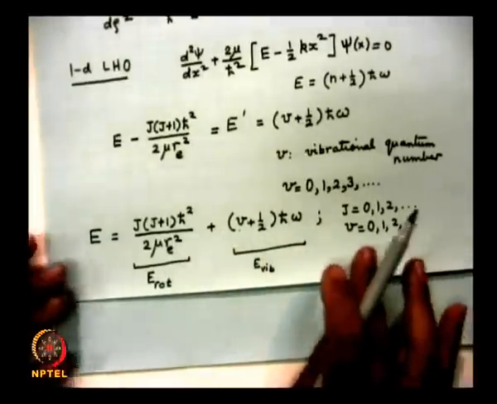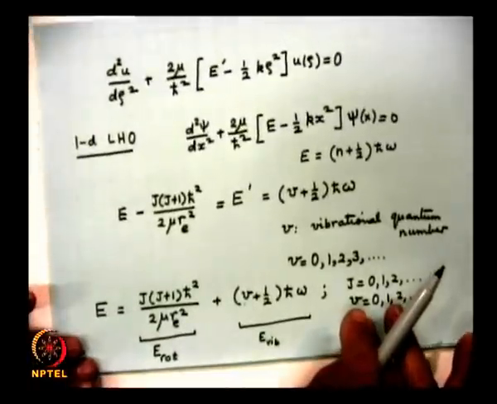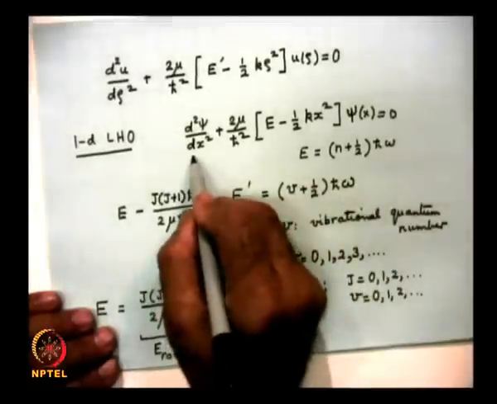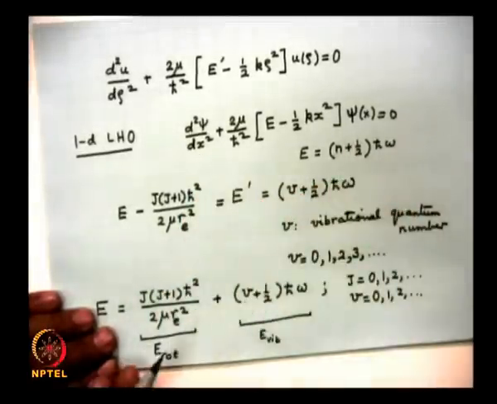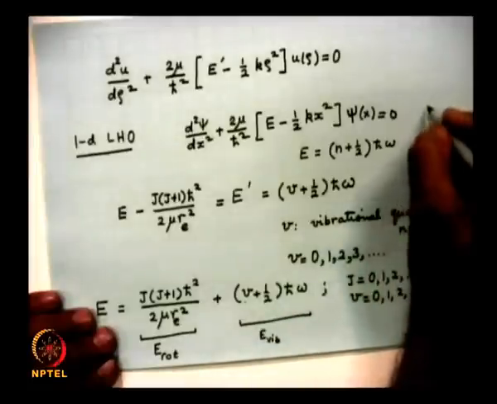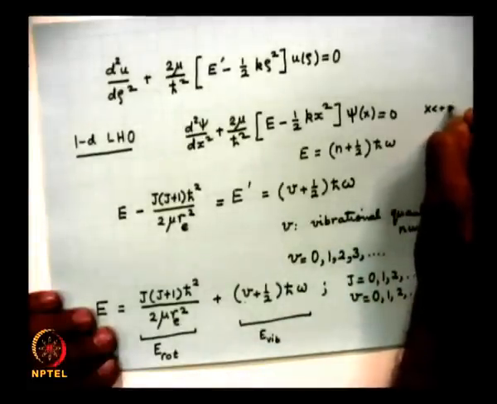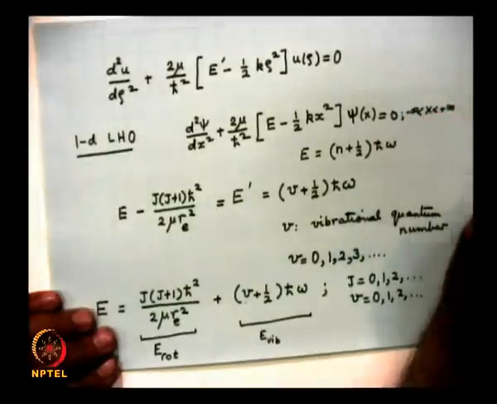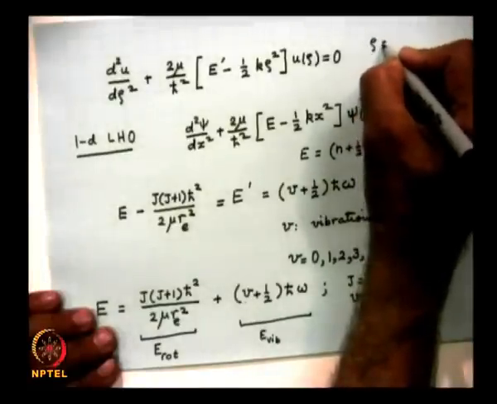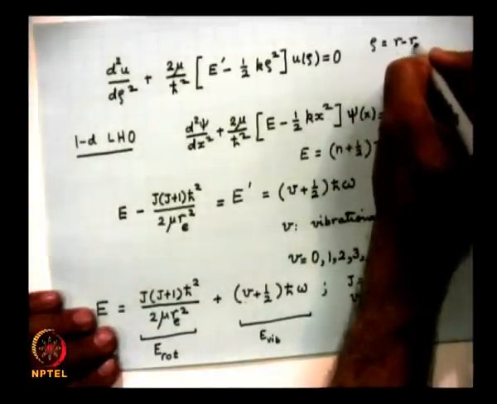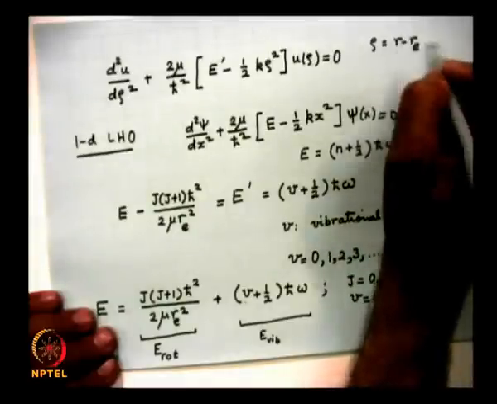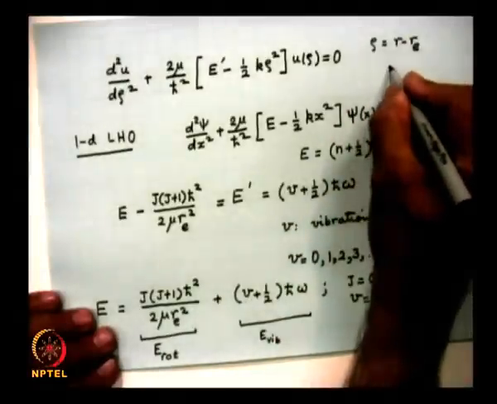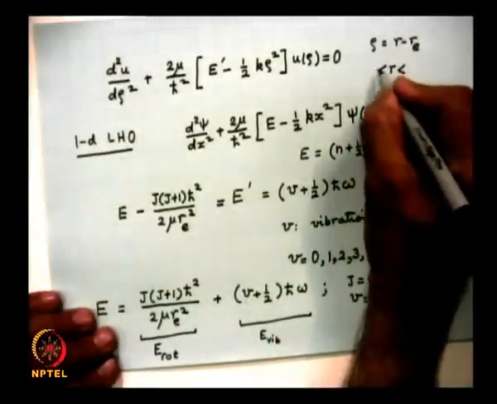Now, before we go further, I would like to mention one thing. When we solve the one dimensional linear harmonic oscillator problem, x was between plus infinity and minus infinity. You may remember that rho was equal to r minus r e. Rho is the spherical polar coordinate, so r goes from 0 to infinity.